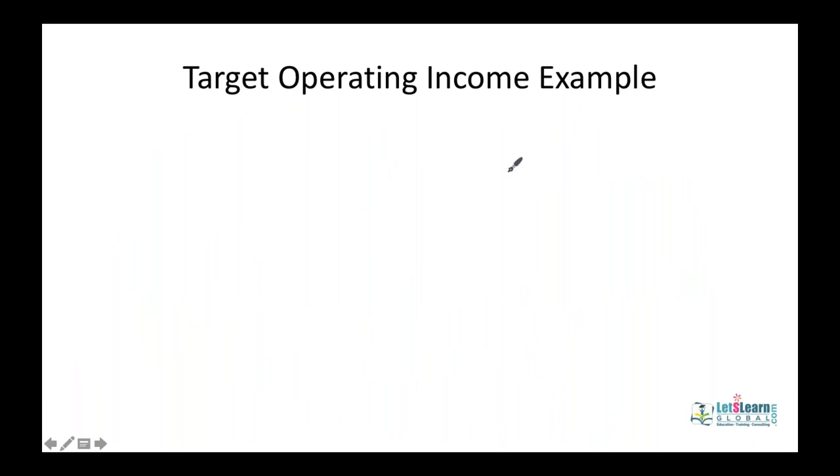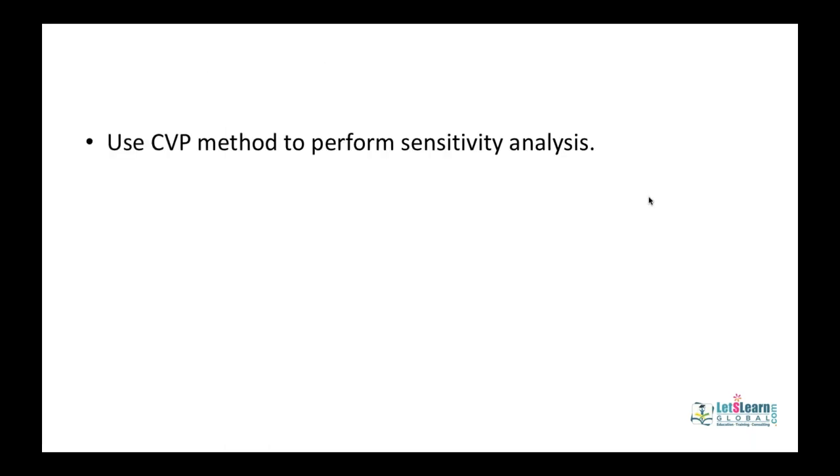Now, in this example, we found the break-even point in quantity. Now let us calculate the break-even point in dollar amounts. We used one formula, break-even point in quantity, which means how many units are to be sold to reach break-even. That is fixed cost divided by selling price per unit minus variable cost per unit. So you are going to get the answer in units. How many units are to be sold?